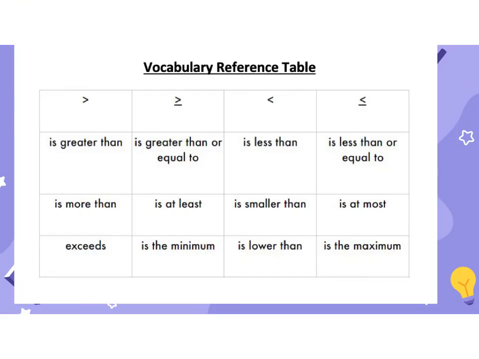All right, this reference table is going to be a huge help. I would highlight, circle, star this or something. Just because if you get stuck on one and you don't know what sign is supposed to be where, this is a good reference. So greater than, you might hear it in a word problem as is more than or exceeds. Greater than or equal to might be is at least or is the minimum. Less than might be is smaller than or is lower than. And then we've got less than or equal to is at most or is the maximum. So this is a good little cheat sheet to use on your homework.